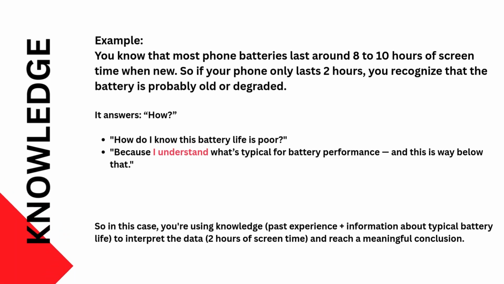Look at this example. You know that most phone batteries last around 8 to 10 hours of screen time when new. So if your phone only lasts for 2 hours, you recognize that the battery is probably old or degraded. This answers a fundamental question: how? How do I know if the battery life is poor? Because I understand what's typical for battery performance, and this is way below that. So in this case, you're using your knowledge, that is your past experience, plus information about typical battery life to interpret the data. At the end, you reach a meaningful conclusion.